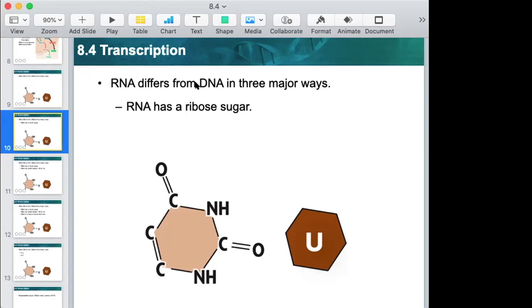Isn't that part of like the backbone? Exactly, yeah, sugar backbone. For both RNA and DNA, the sugar's in the backbone, and that makes it strong.